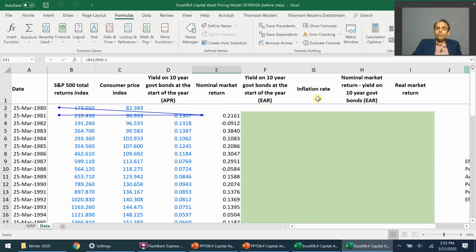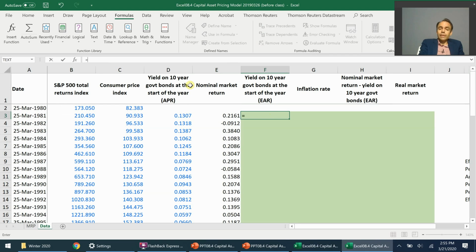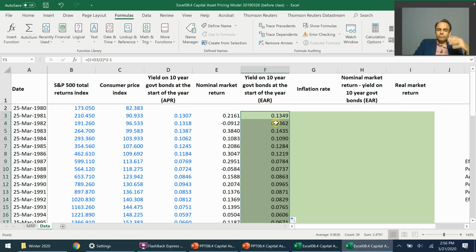So all I'm going to do is convert the annual percentage rate estimate of the government bond yield into an effective annual rate. So I'm going to use our equation of (1 plus the annual percentage rate divided by 2, because there are 2 compounding periods) to the power of 2, minus 1, and that yield is 13.49% in 1981. And if I double click on this little cross, that'll transfer all the data down below.